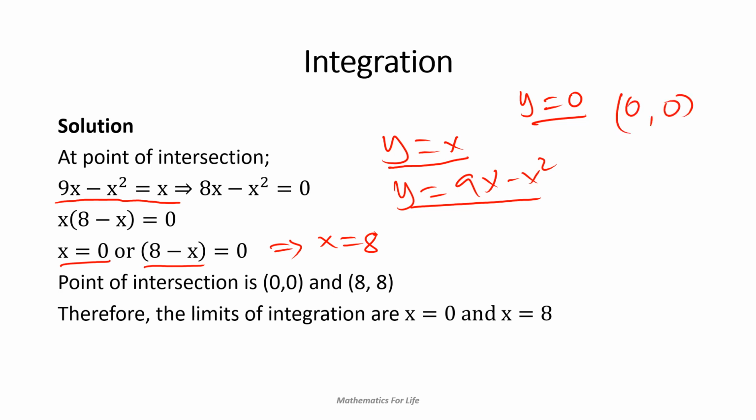And then for x equals 8, again substituting in this first equation, we are going to have y equals 8, and that means the other point of intersection is going to be (8, 8). Now with these 2 points of intersection, we can determine the limits within which to integrate both the curve and the line to determine the area bounded by the curve and the line. And therefore, the limits of integration become x equals 0 and x equals 8.